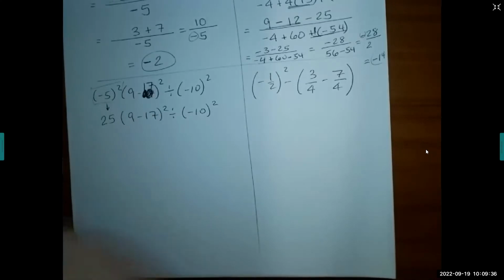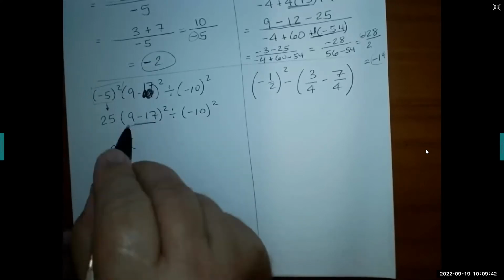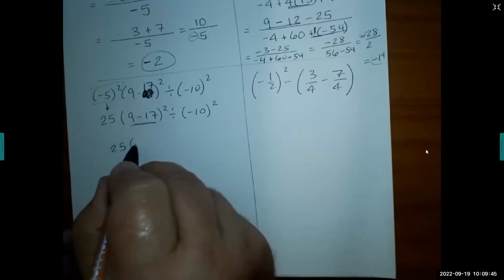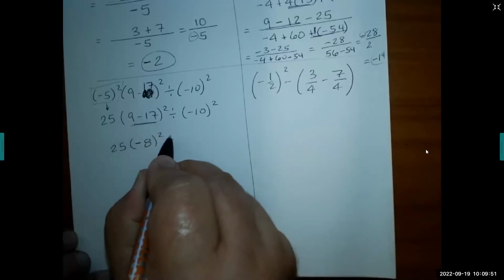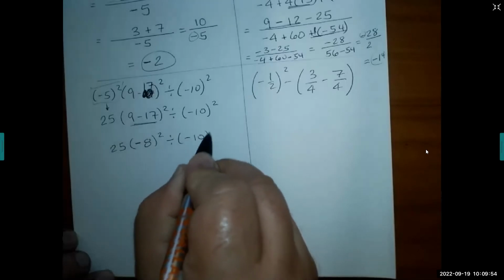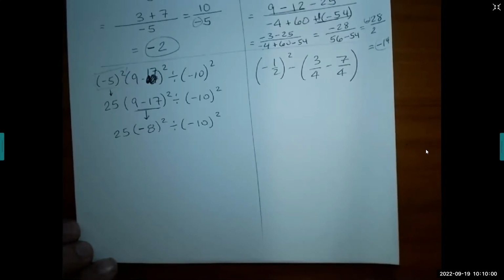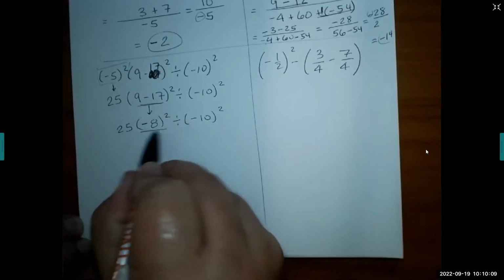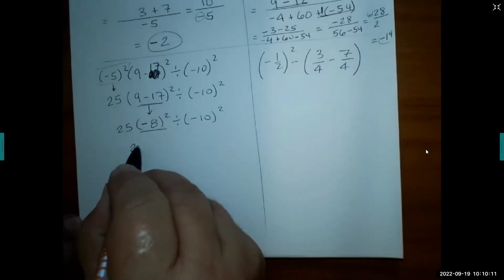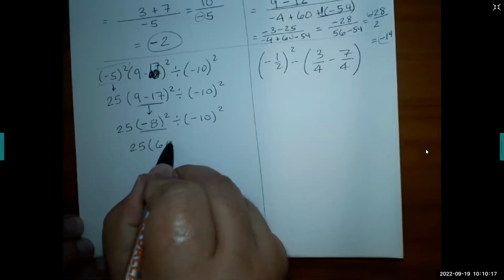Left to right, special operations. Inside the parentheses. 9 minus 17, they're opposite signs. 17 is bigger, so the answer is negative. 17 minus 9 is 8. Bringing everything else down. Read left to right. Any special operations? Here's the first one. It's exponents. Negative 8 times negative 8 is positive 64.